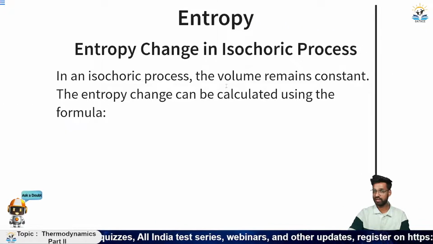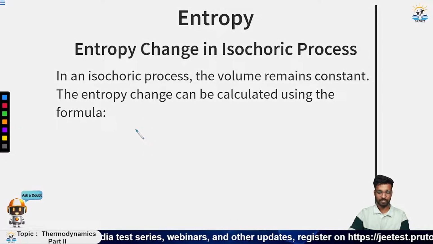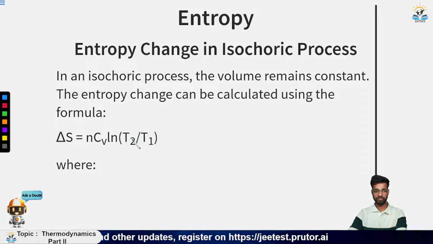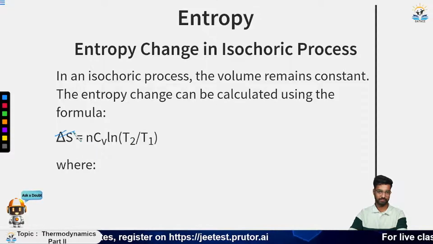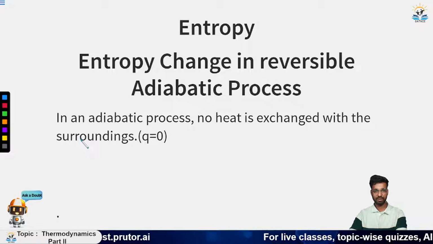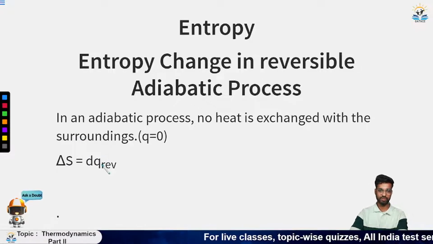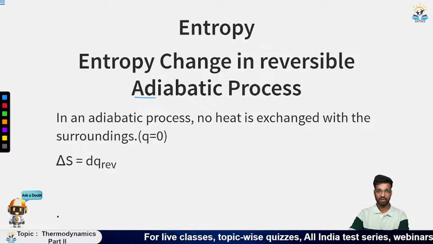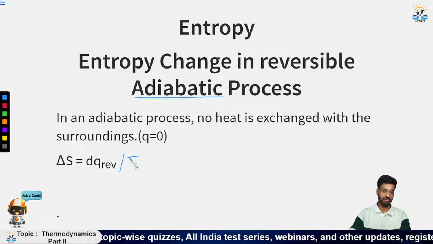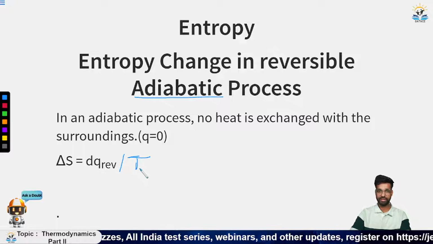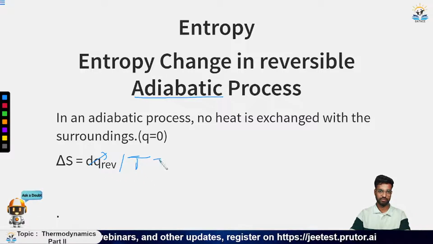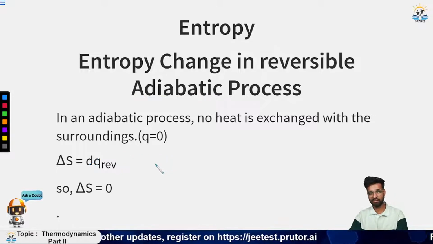Now for an isochoric process, we will use the same. So we know that V2 is equal to V1, so the formula reduces to this. Now for an adiabatic process, we know that delta S is equal to delta Q reversible by T. Now since this Q is 0, so this delta S will also be 0.